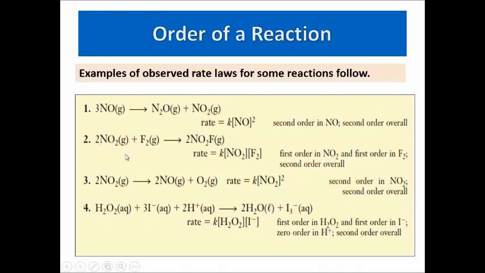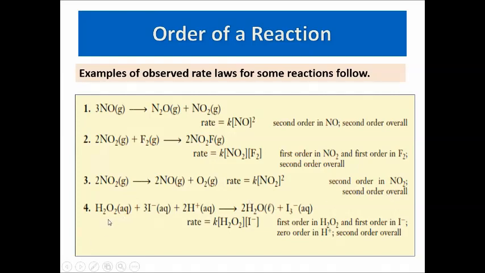The second equation is 2NO2 plus F2 giving 2NO2F, and the rate is given as K into molar concentration of NO2 into molar concentration of F2. The order is first in NO2, and the same, first order in F2, because here the power is 1, 1. So when you add up these two, you get second order reaction. The third one is 2NO2 gives 2NO plus O2, and the rate is given as K into molar concentration of NO2 raised to 2. The power is 2, which means second order in NO2, so the overall reaction will be of second order.